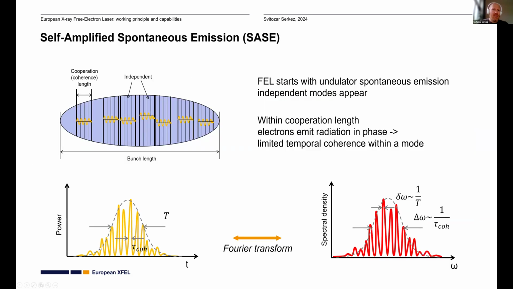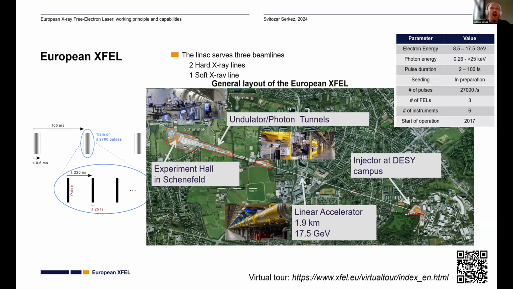So we have lots of spikes, lots of micro pulses along the FEL pulse in the time domain. Each of them has roughly its own coherence time. And if you do a Fourier transform, or in other words, if you look at the spectrum, you will see a very similar picture, and the dimensions of these spikes in time and frequency domain are very much relevant to each other.